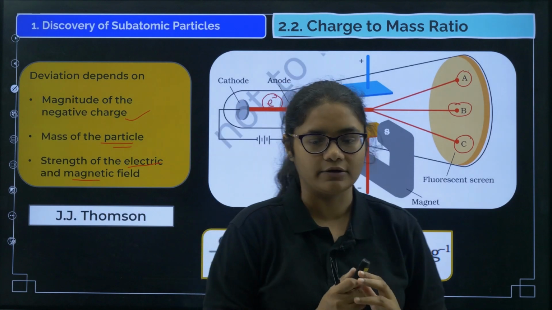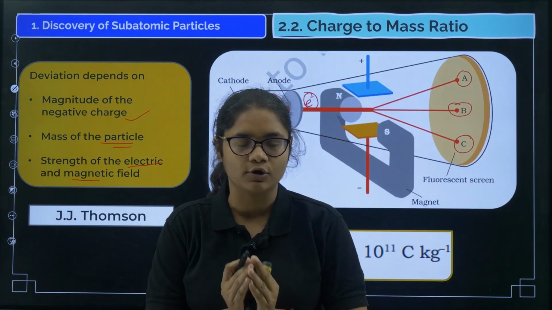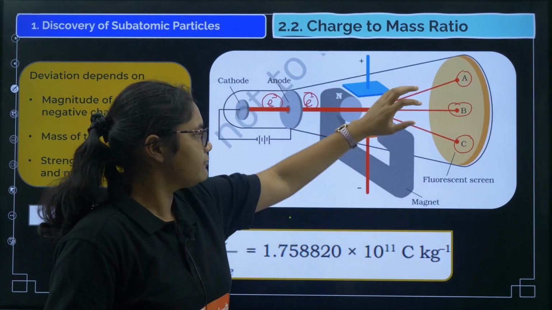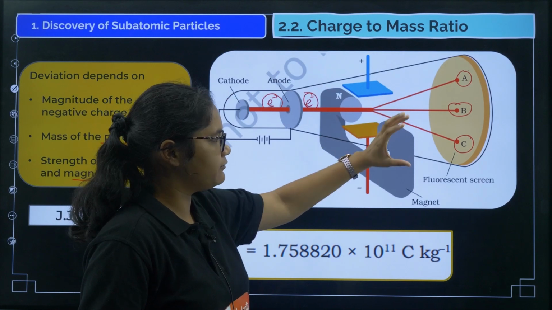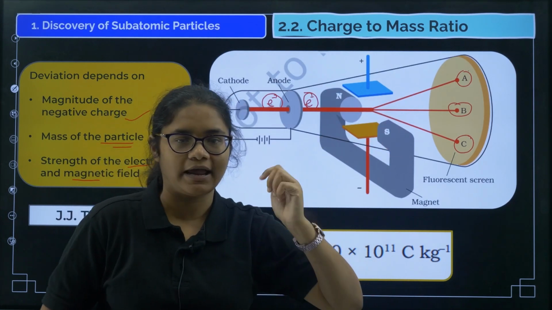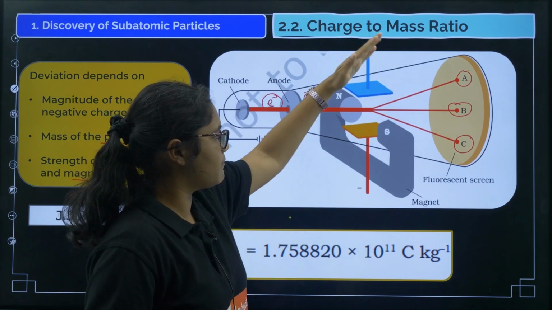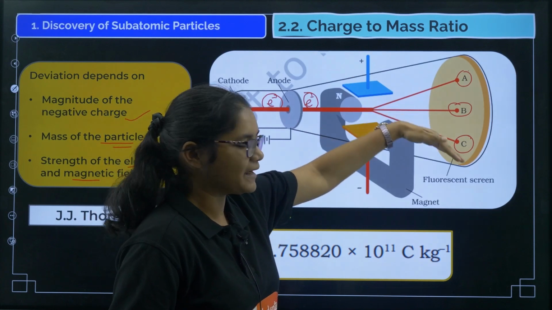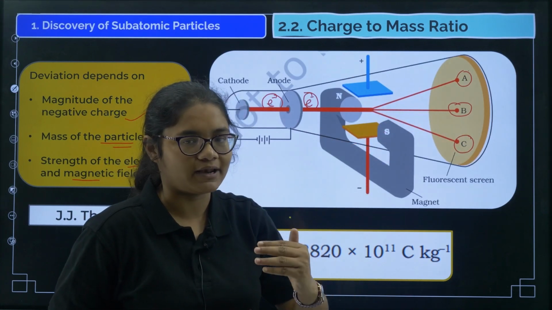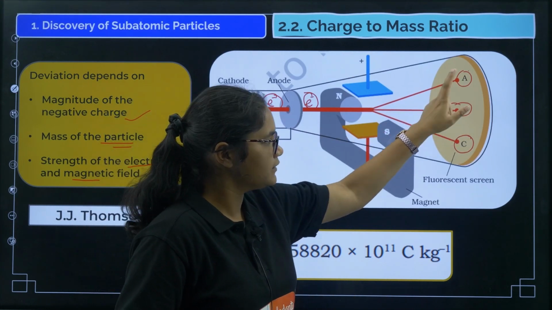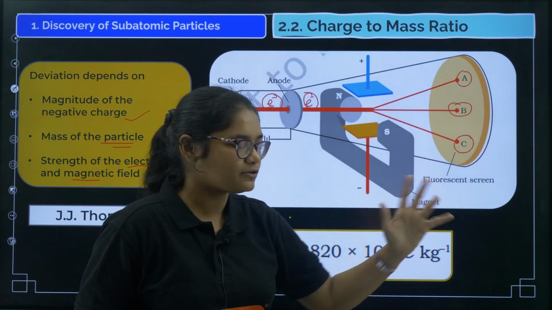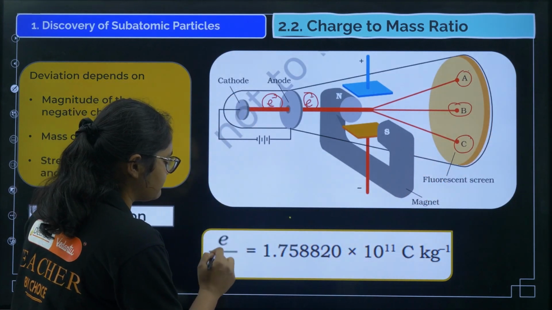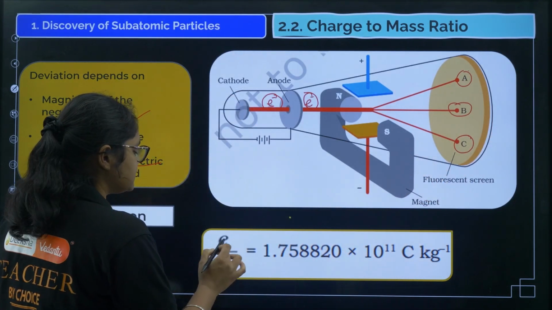Okay, so now if we see here, this charge to mass ratio calculation was done by the scientist J.J. Thomson. What he said is that if you do some calculation and give a certain amount of electric field and magnetic field in such a way, if you manage it, this line can be struck at point B. So based on calculation, he gave the e by m ratio. Okay, so what is e by m?